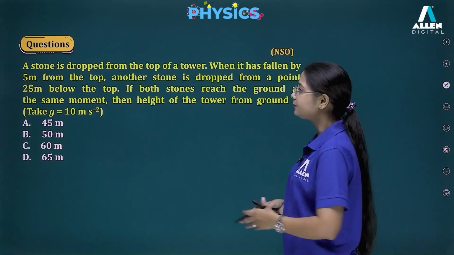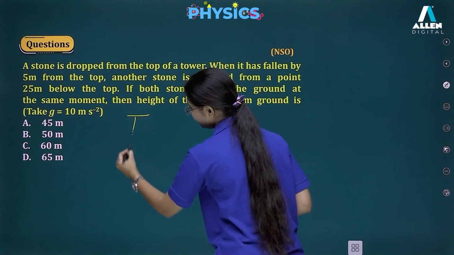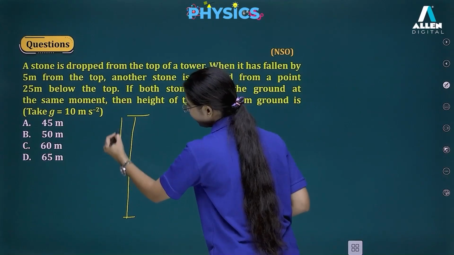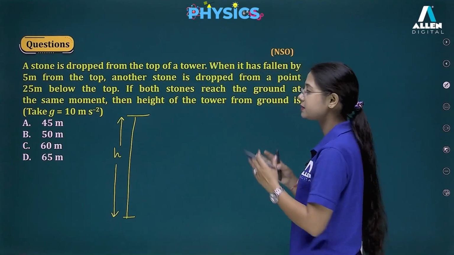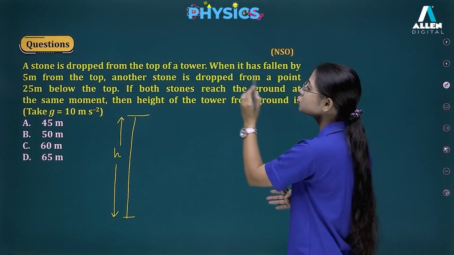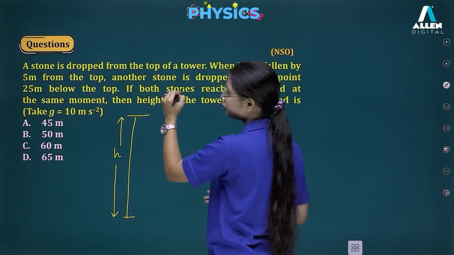Let's start. A stone is dropped from the top of a tower. So let's take a tower here. And height of the tower is h, because we don't know what is the height. So let's take this is h. A stone is dropped from the top of a tower when it has fallen by 5 meters from the top.